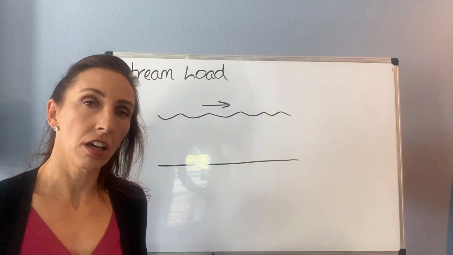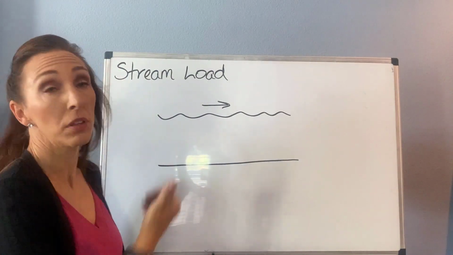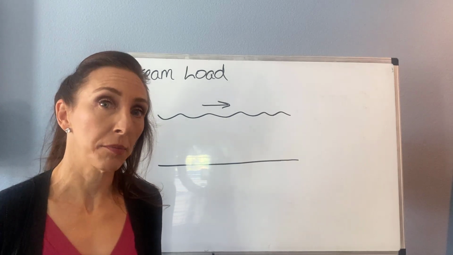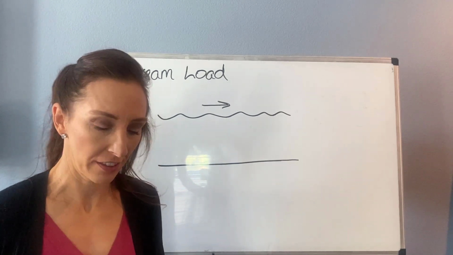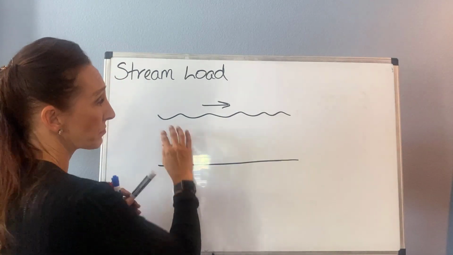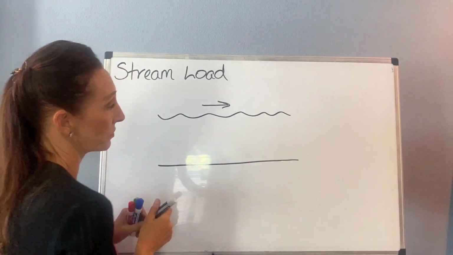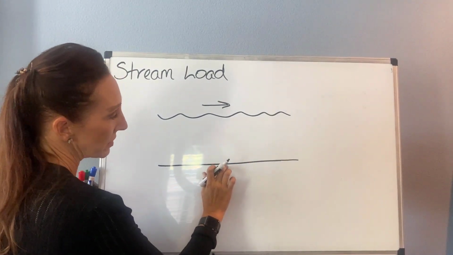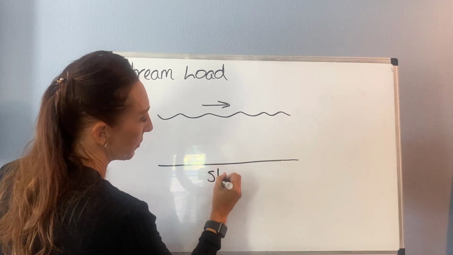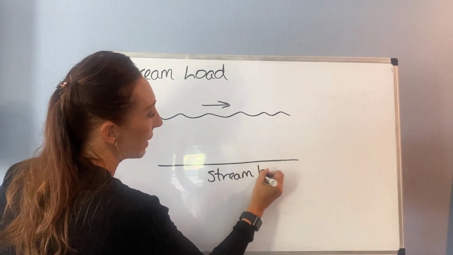Material that's carried along with a stream is called stream load, and there's actually 3 different types, and so we're going to talk about them and what differentiates them. So this is my water that's moving in my stream from left to right. This represents the stream floor, so this is what we would call the stream bed.